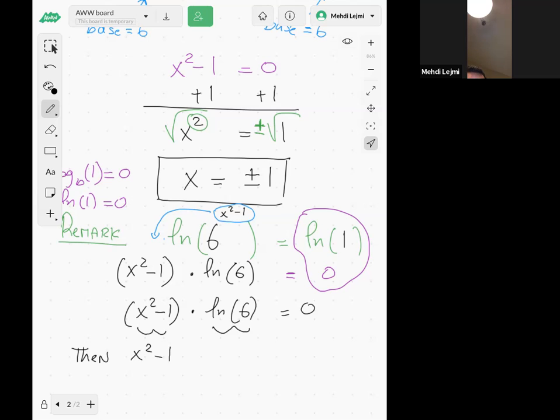So actually, you end up with just x squared minus 1 equal to 0, and you get the same solutions. So x is plus or minus 1. Because again, this natural log of 6 is not 0, right? So then the x squared minus 1 has to be 0. So you see, even if you apply just the natural log to both sides, you're still going to have the same answer, of course.